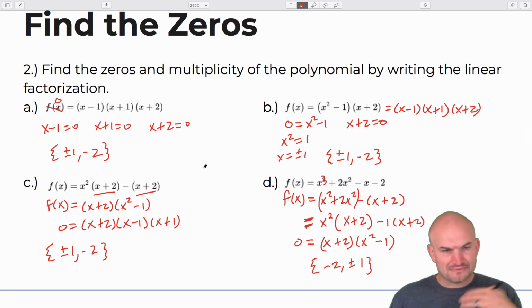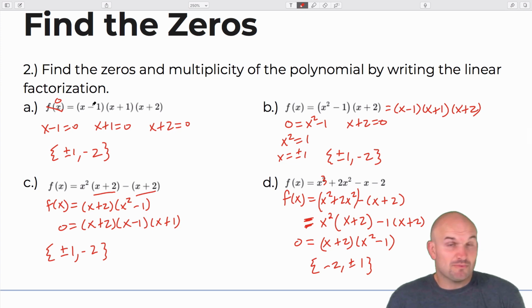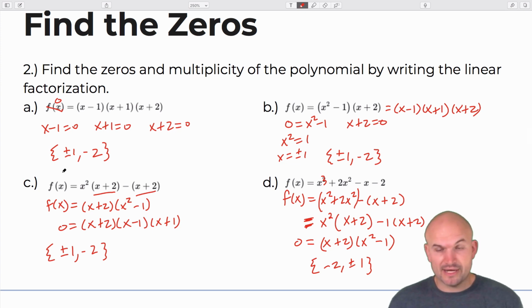They're just written in different forms, or they just start in different forms. Here, it's written as a linear factorization. So when you set this equal to 0 to find the zeros, you can just apply the zero product property, and then you can list them as +1, -1, and -2. You could also probably just find the zeros by looking at them, right?